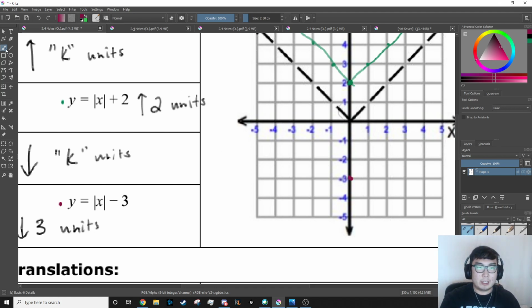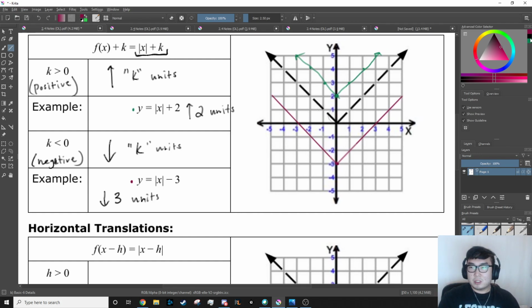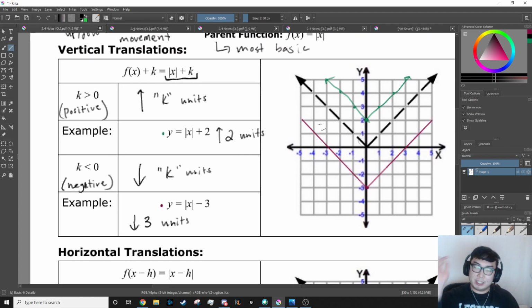And I'm going to actually use my line thing this time because my lines are bad. Nice. So here we learned the vertical translations and how it applies in our function, which is outside of the absolute value, but the same side of the equal sign.